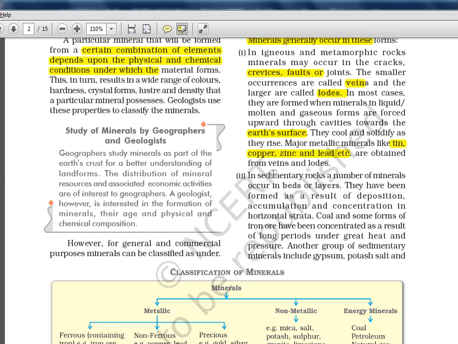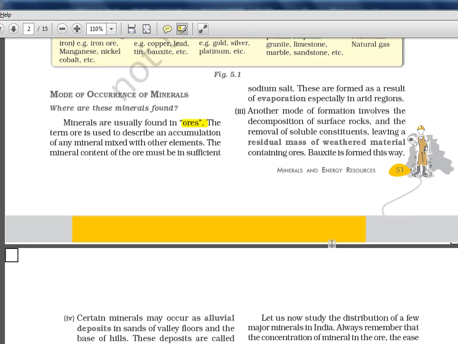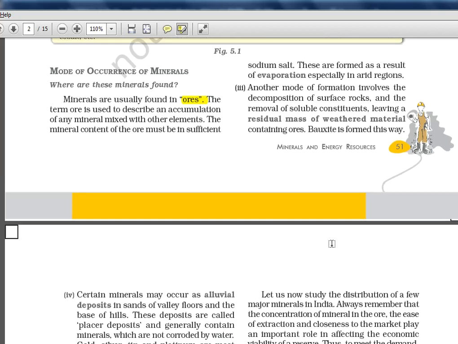Then in sedimentary rocks. Sedimentary rocks, the softer rocks, are in layers. You know, even fossils are present or seen in sedimentary rocks. Coal and some forms of iron ore have been concentrated there as a result of a long period of time. Okay, coal and all, we know it's in underground mines. So people have to extract from those mines with a lot of technical processes and a lot of time-consuming process. So that is about that.